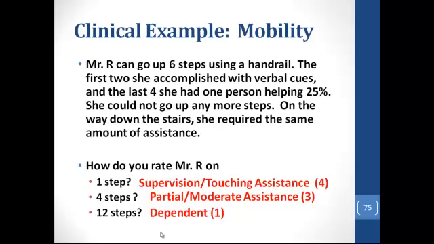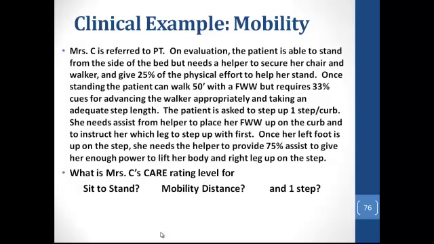Let's look at another example. Mrs. C is referred to PT. On evaluation, she is able to stand from the side of the bed but needs a helper to secure her chair and walker and give 25% of the physical effort to help her stand. Once standing, she can walk 50 feet with a forward-wheeled walker, but requires 33% cues for advancing the walker appropriately and taking an adequate step length.